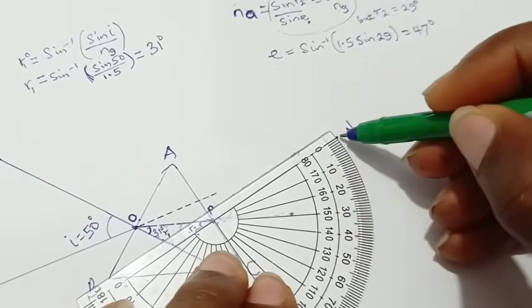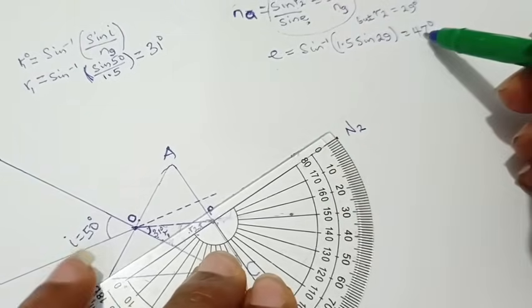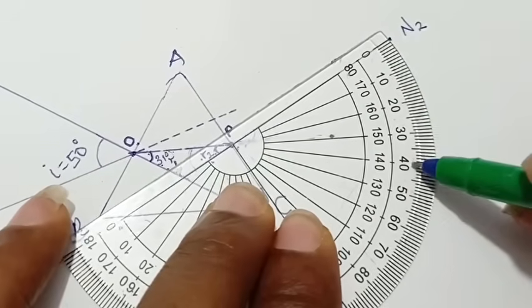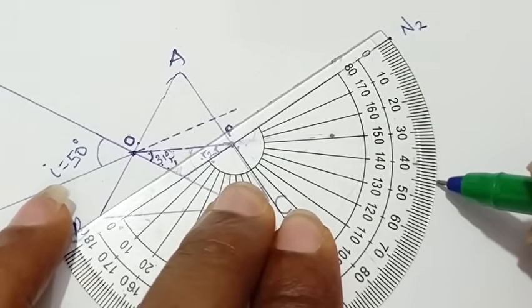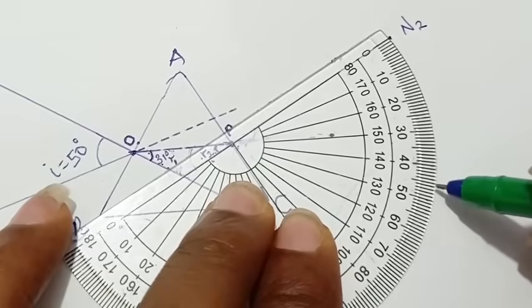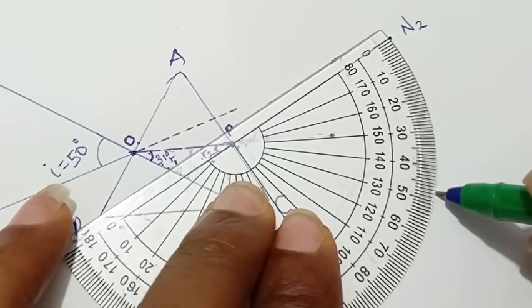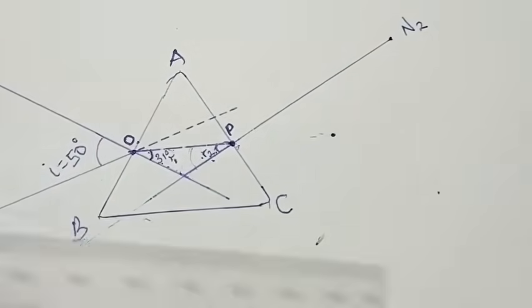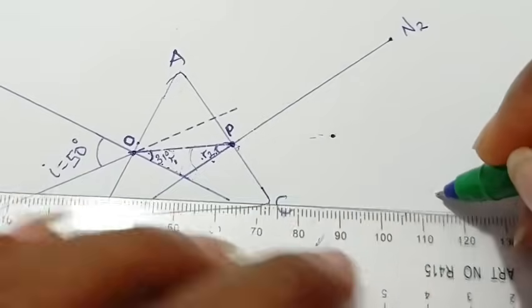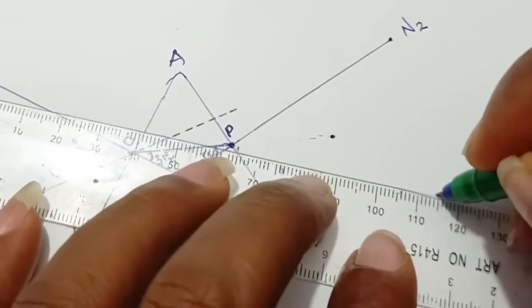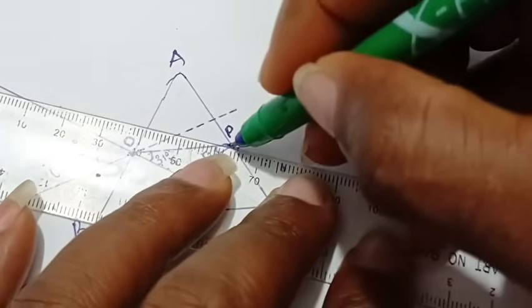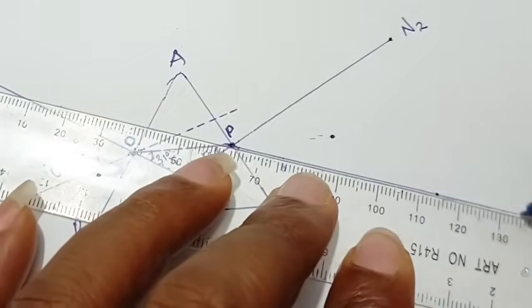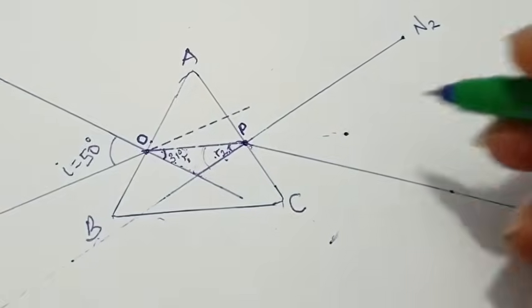Good. Then from here, I'm going to measure how many degrees? 47 degrees to get the emergent angle. So from 0 to 10, 20, 30, 40. Now this midpoint is 45. And then 46, 47. So somewhere here, 47. Join this point of emergence to this point here. That will help you to get the emergent ray.